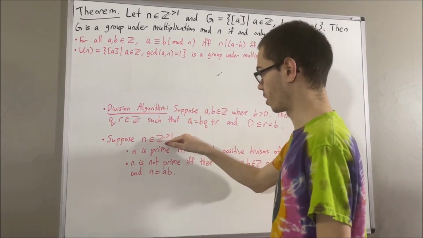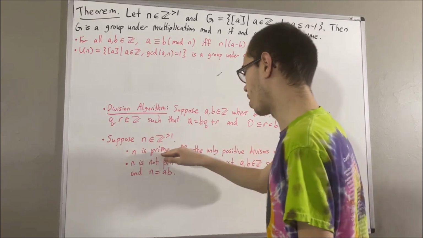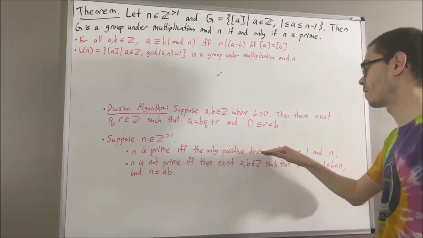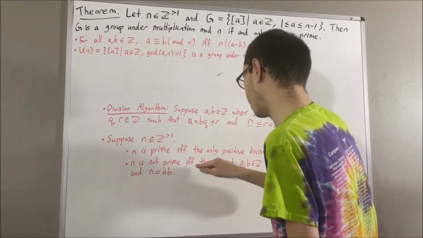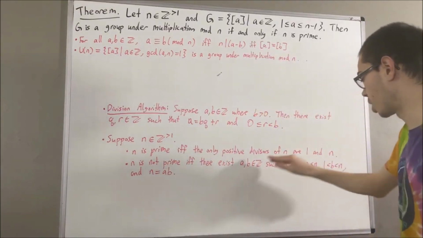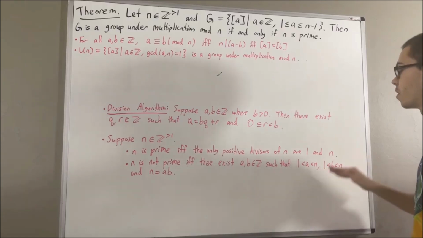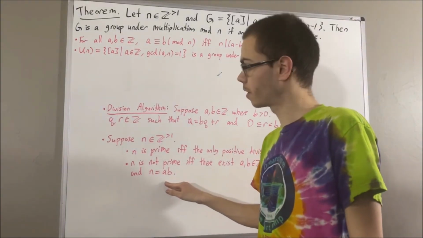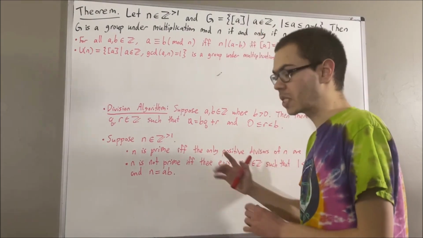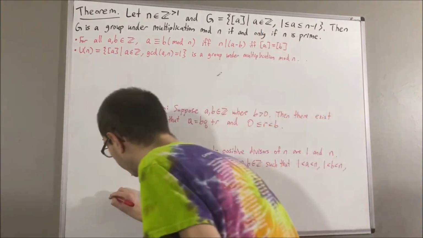Suppose n is an integer greater than 1. Then n is prime if and only if the only positive divisors of n are 1 and n. N is not prime if and only if there exist integers A and B such that 1 is less than A is less than n, 1 is less than B is less than n, and n is equal to A times B. And a property about divisors that we're going to be using is the following.